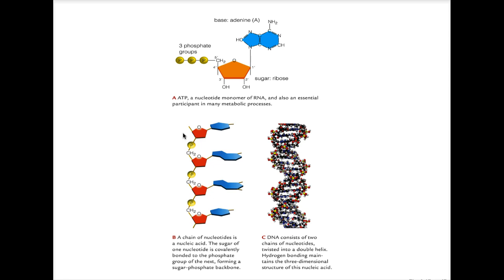In the illustration in B, we see a chain of nucleotides held together by covalent bonds. And then in illustration C, we see a very complex molecule. That's deoxyribose nucleic acid, or our DNA.